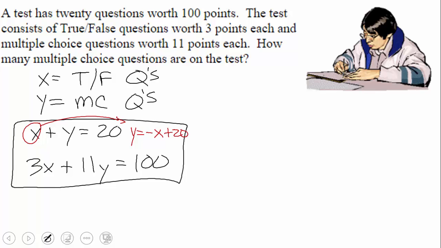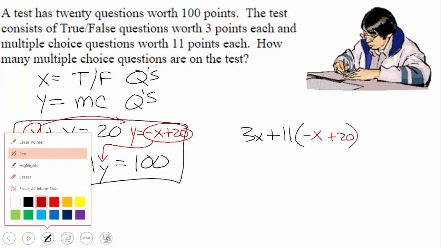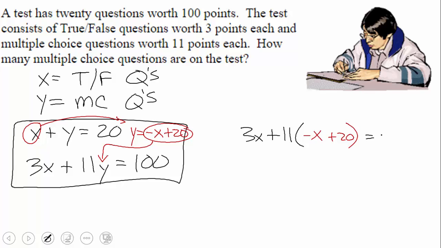We're going to substitute this in here. And when we do, we would have 3x plus 11 times that expression, negative x plus 20, equals 100. Doing our distributive property, we would have 3x minus 11x, because 11 times a negative x is negative 11x. And 11 times 20 is 220, equals 100.